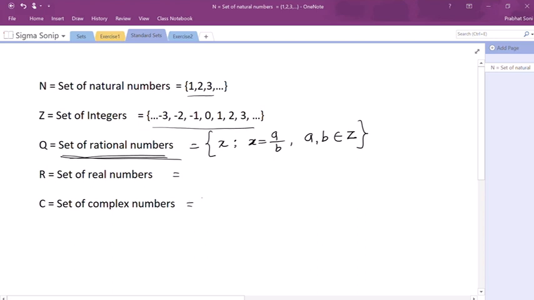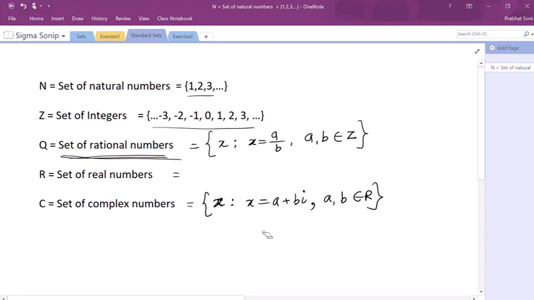I think we can write that. So the set of complex numbers is x, such that x equals a plus b iota, where a, b belong to R. So that basically is the set of complex numbers. Just remember that a natural number like 1 is a complex number as well, because 1 is nothing but 1 plus 0 iota, where this is a real number and that is also a real number. So this is a complex number as well.